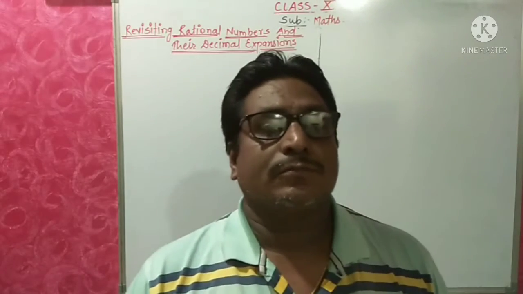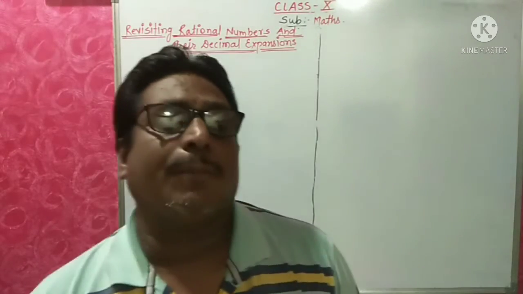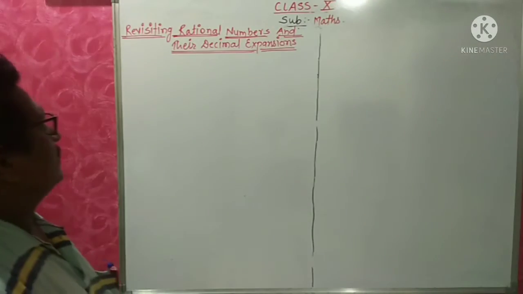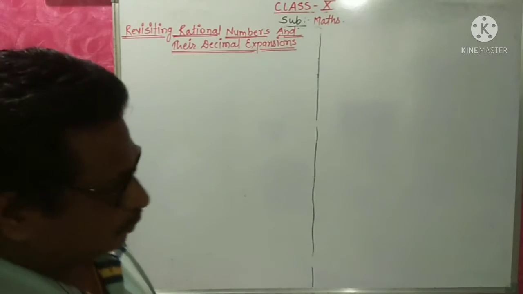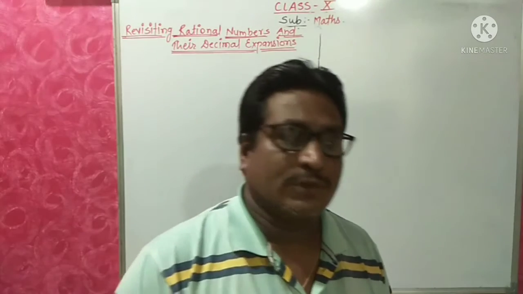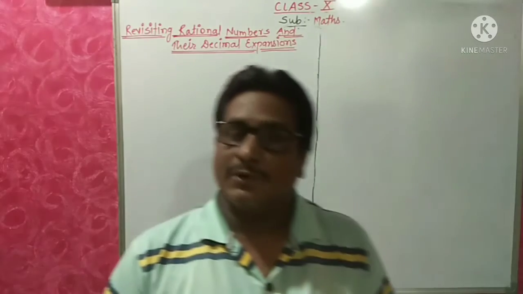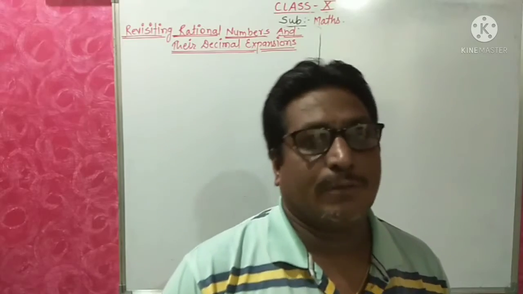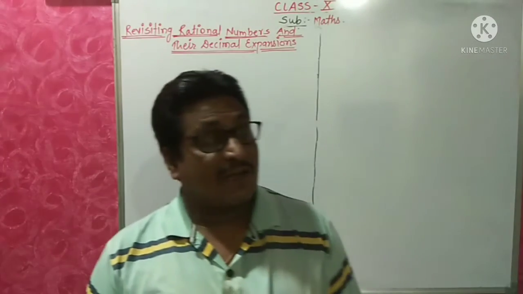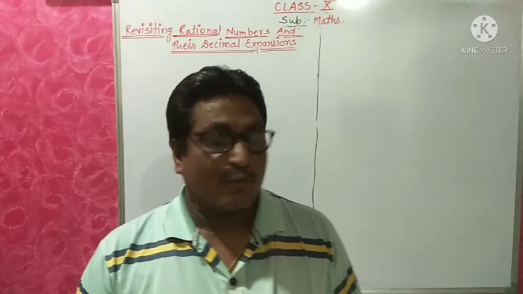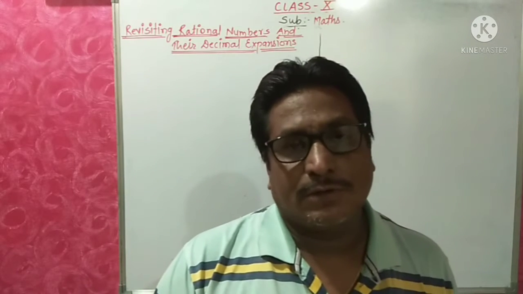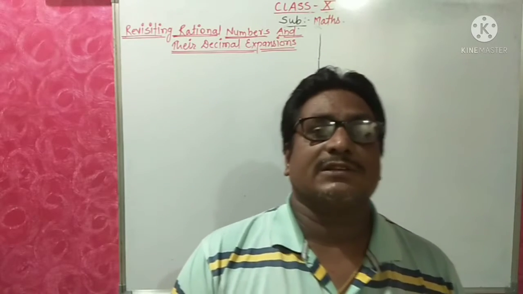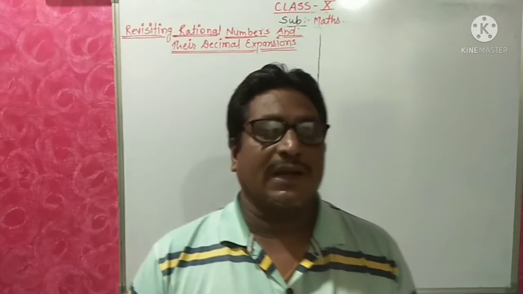Hello students. In the last video we discussed revisiting irrational numbers, and how to prove that root 2, root 3, root 5, and the sum, difference, product and division of a rational number and an irrational number is an irrational number. Hope you understand, students. Yesterday I gave some extra questions on that exercise. Hope you solved that.